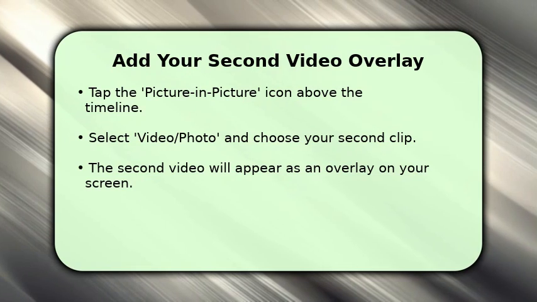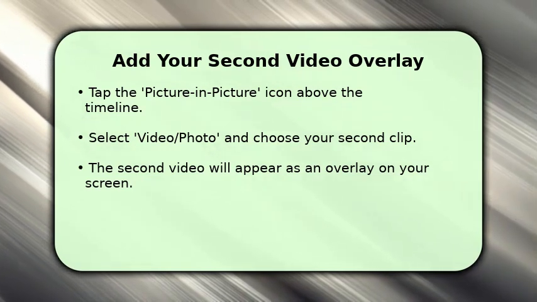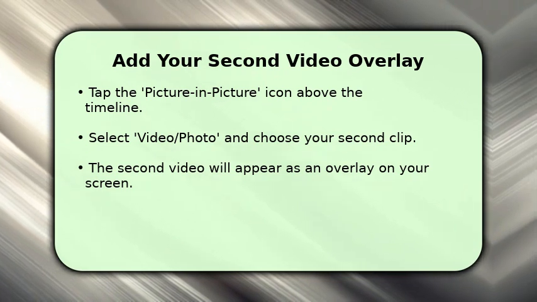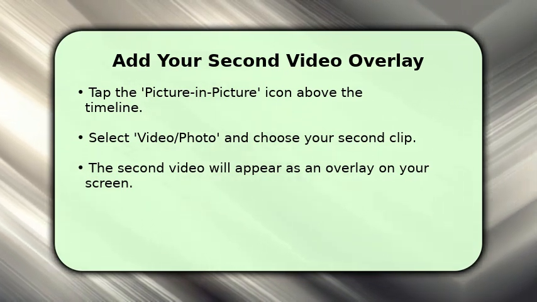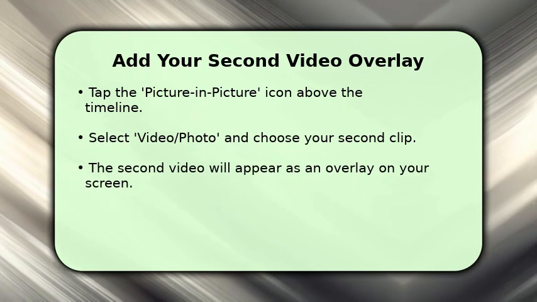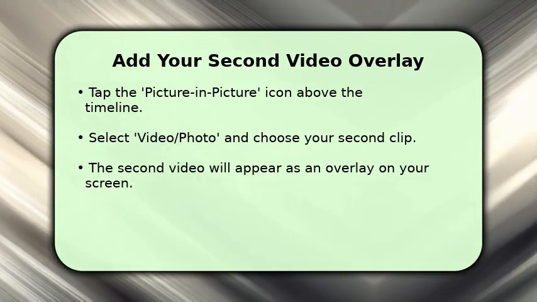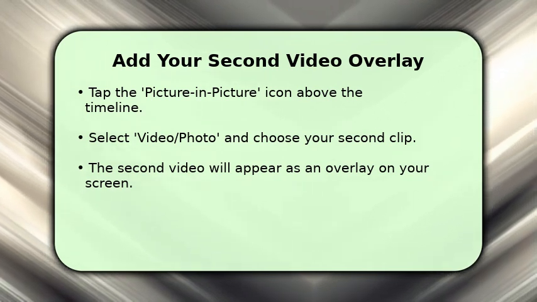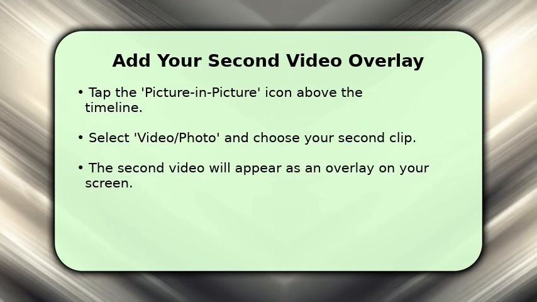Now, let's bring in your second video. Look for the picture-in-picture icon, which looks like a small video camera with a plus sign located just above your main timeline. Tap this icon, then select Video/Photo to browse your gallery. Choose the second video clip you wish to use. This clip will automatically appear as an overlay on top of your first video.